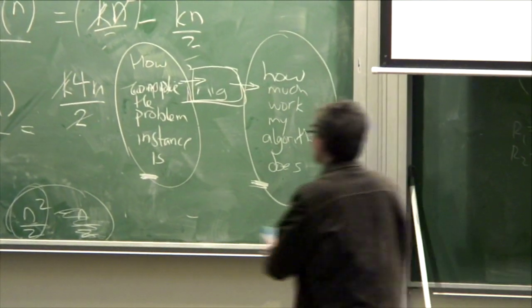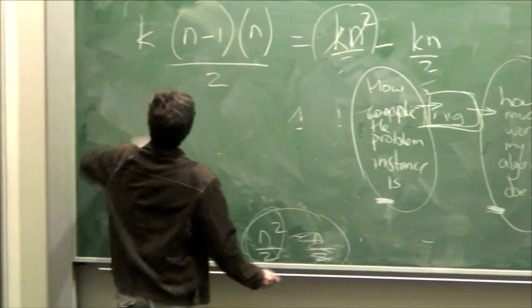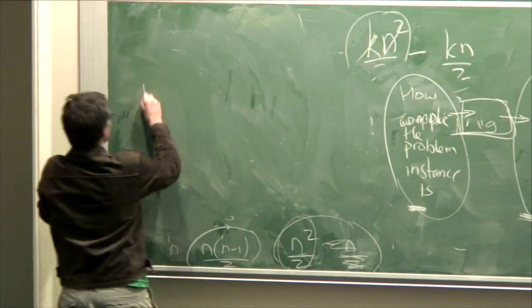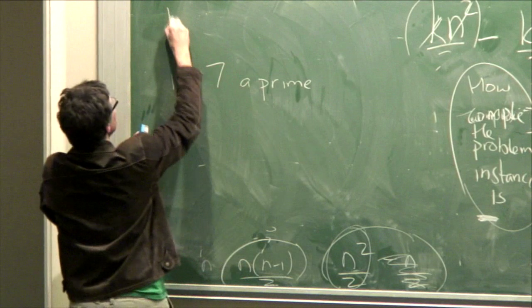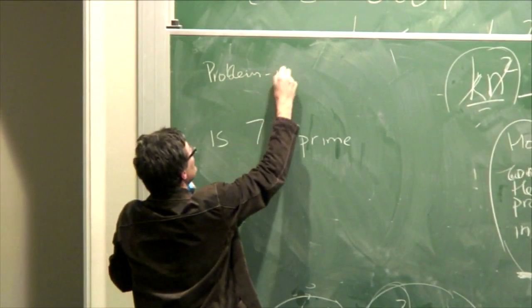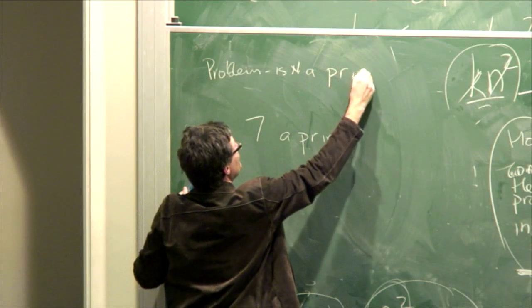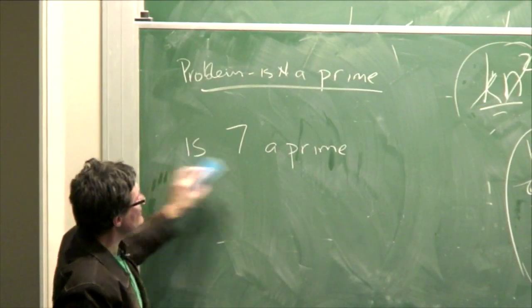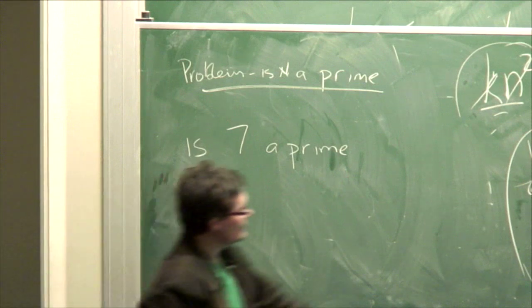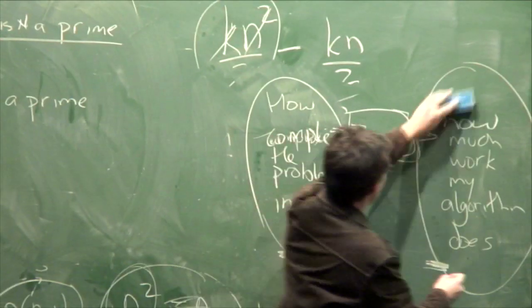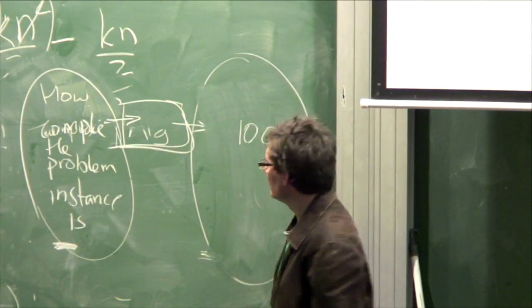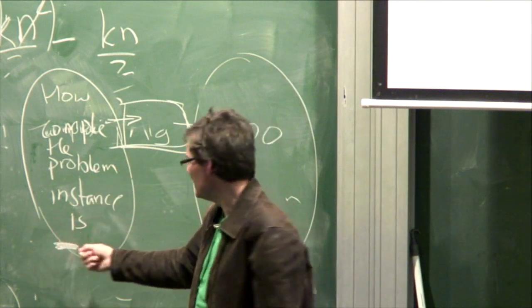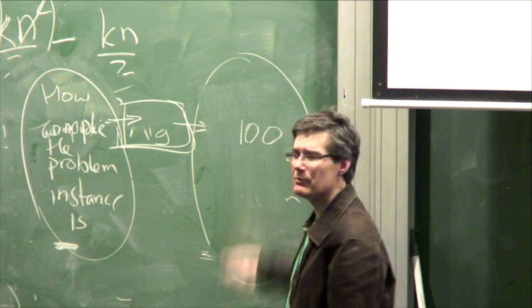All right. I'm asking you, is 7 a prime? The problem is, is n a prime? The instance is, is 7 a prime? I stick that into the algorithm and it takes a certain amount of work. I know it takes 100 bits of work. I'm now going to plot it to work out what the relationship is between the instance of the problem size and the amount of work it does.